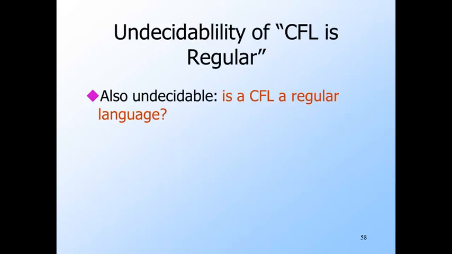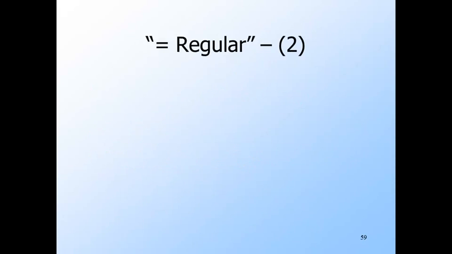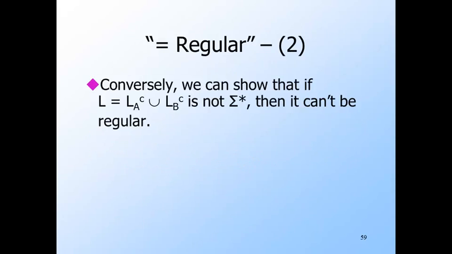Here's another undecidable question about context-free languages. Is the language also a regular language? We do exactly the same reduction from PCP, and one direction is easy. If there's no solution, then we just showed that the union of the complement languages is sigma star, and that's surely a regular language. But we also need to show the converse, that if L, the union of the complement languages, is something other than sigma star, then it's not a regular language.